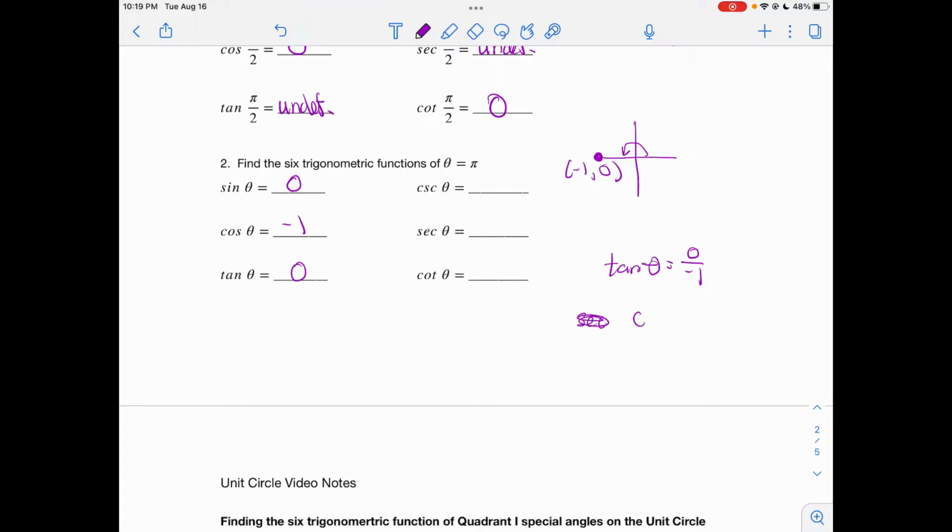Cosecant, let me not do it in order. Cosecant of theta is going to be 1 over sine, which is 1 over y, 1 over 0. That is undefined. Secant of theta is 1 over cosine of theta, so that's -1. And cotangent of theta is x divided by y. -1 divided by 0 is undefined.